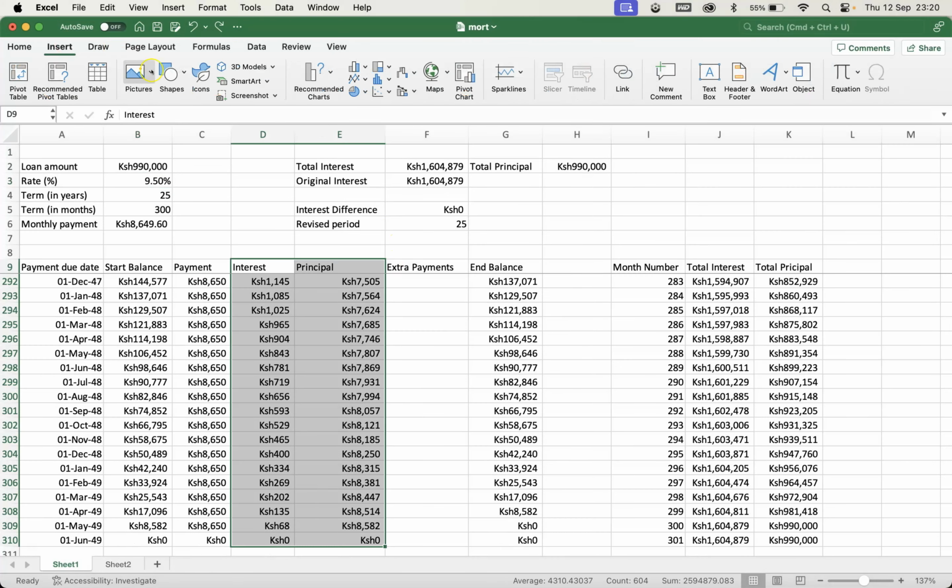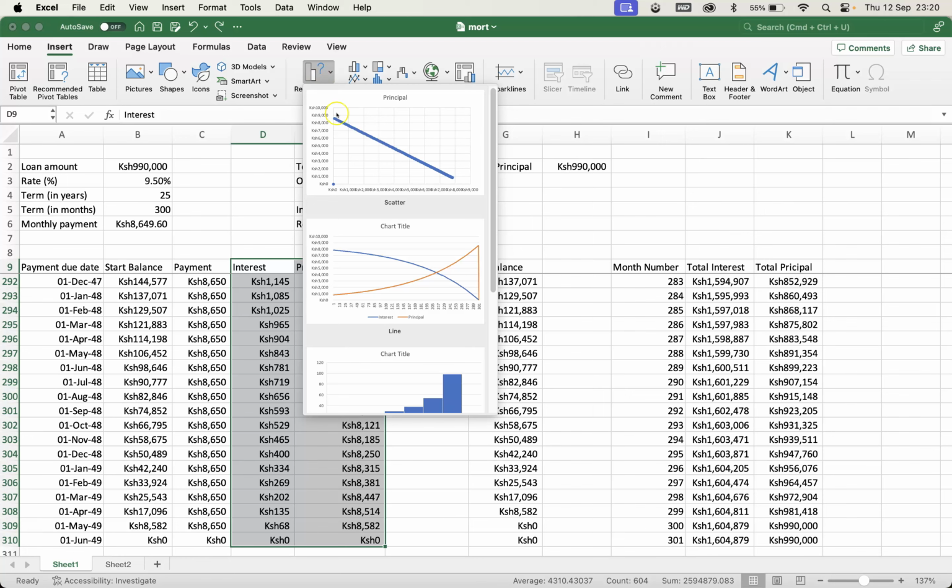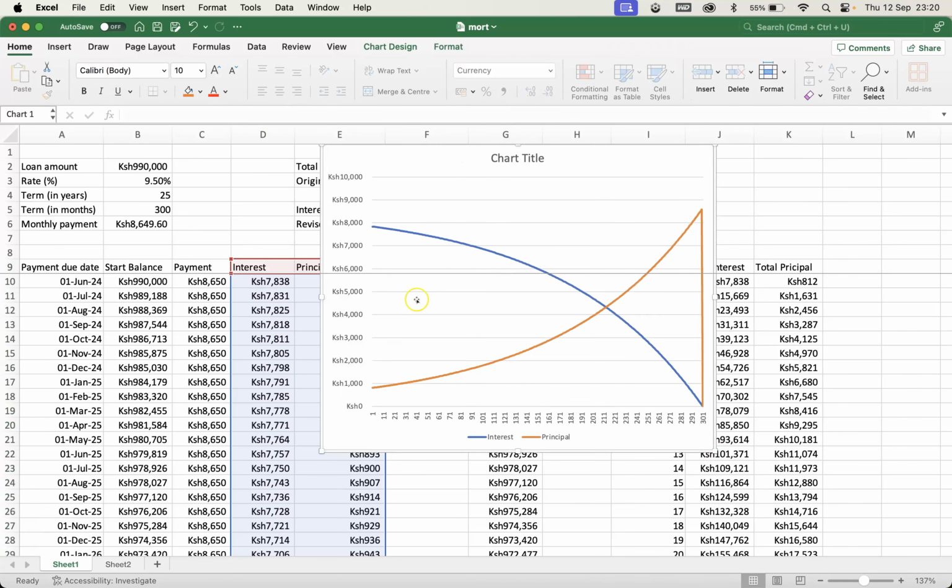However, I'm going to put in a graph. I'll just put in a recommended graph. I'll pick this one. You can see that one line talks about the interest, which is the blue line. So as time goes, your interest becomes lower. Concurrently, as you pay more interest, it reduces your amount. Subsequently, you pay more on your principal. So this is the basic foundation of learning about mortgages.